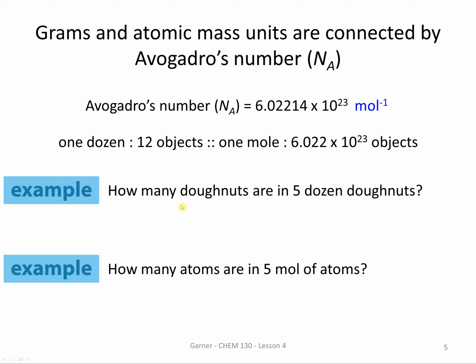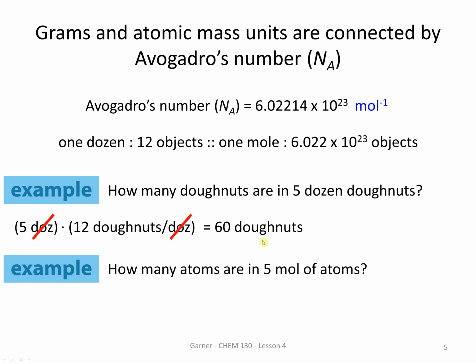In this first example, we're asked how many donuts are in 5 dozen donuts. Intuitively, we all know how to solve this problem. We know that we need to take 5 dozen and multiply it by 12, since there are 12 donuts per dozen donuts. If we multiply these values together, our units of dozen are going to cancel out, and we're going to end up with 60 donuts.